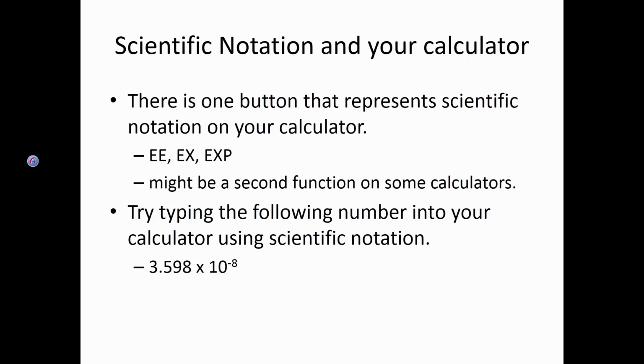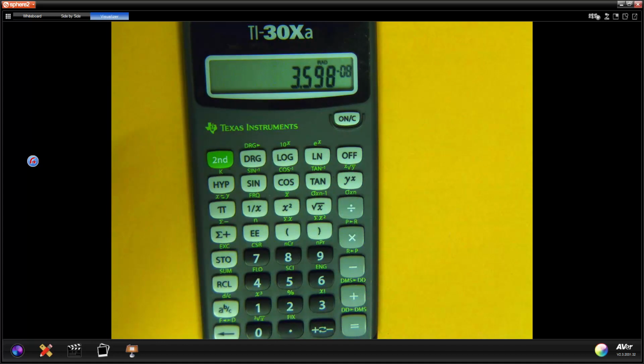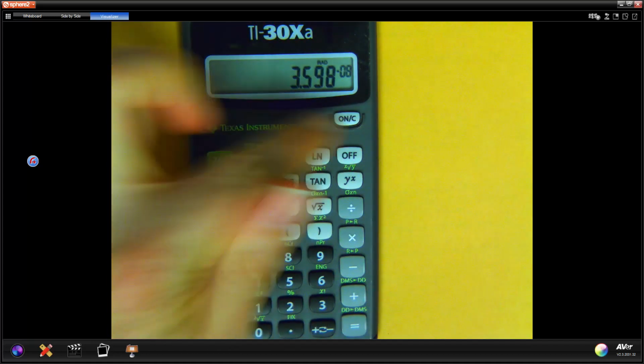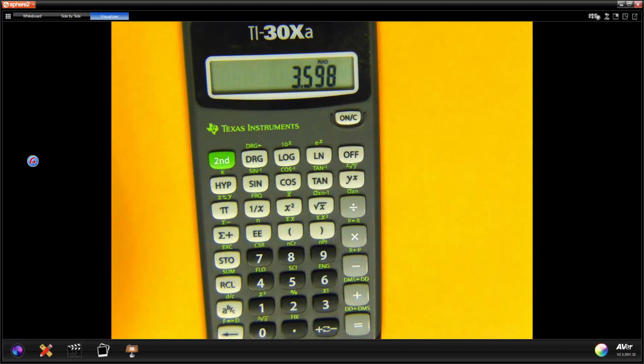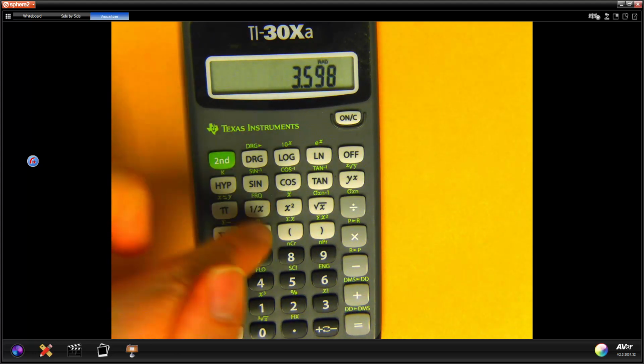What I'm going to do is show you how I do this on a calculator I have, and then you can just make sure you can do it on your calculator. So we're going to be putting this number into the calculator in scientific notation. Okay, so let's go ahead and do this. So we want to do 3.598 times 10 to the minus 8. I'm going to redo this. So 3.598, and then we want to put this in scientific notation. There's one button for that. It's this button right here.